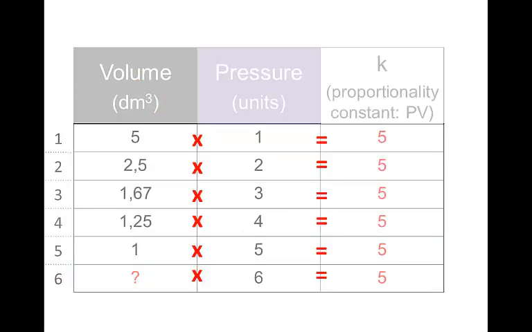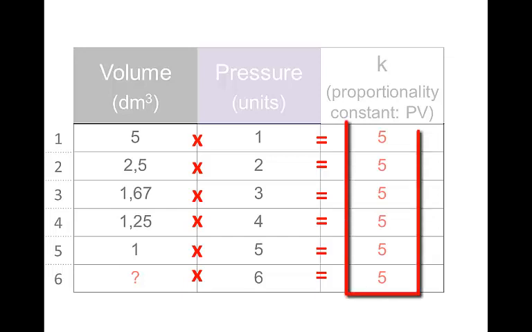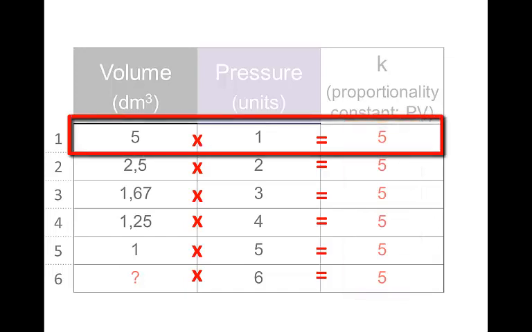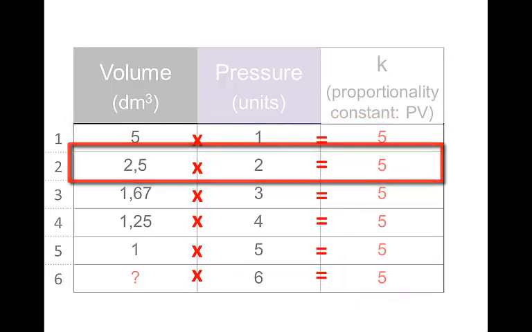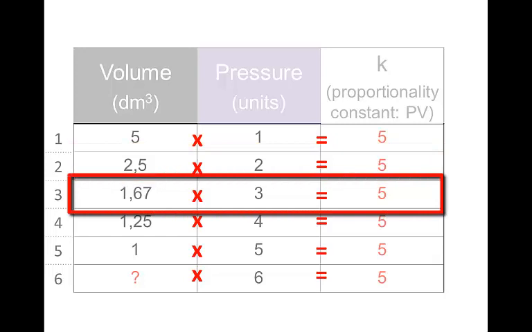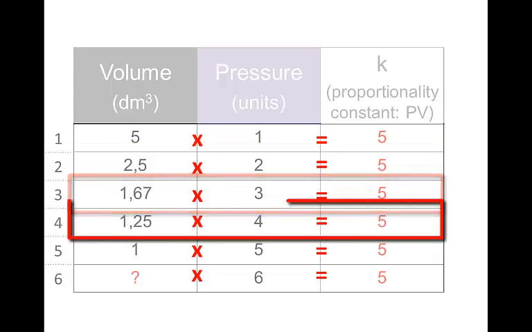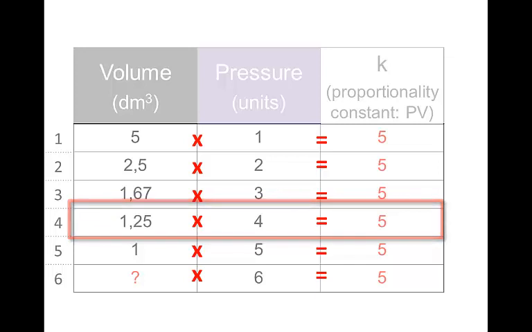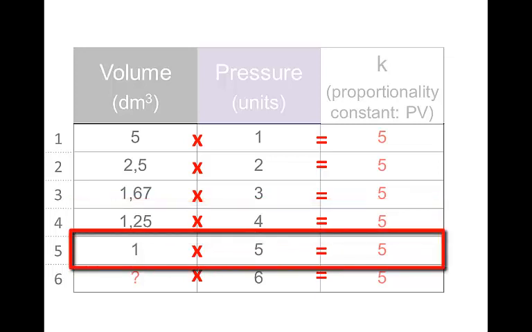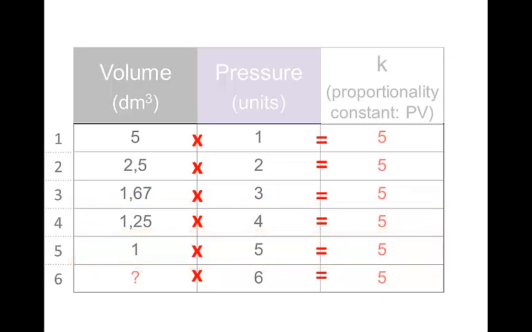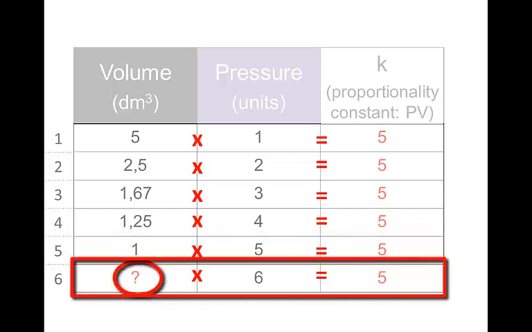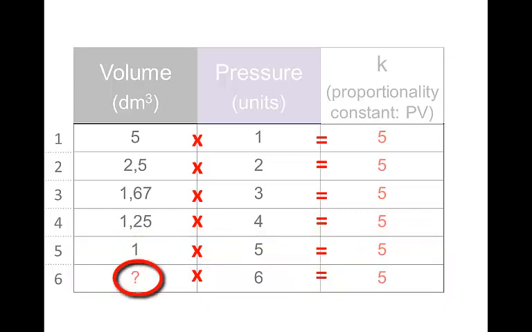There's another pattern that we can use to solve for this. Notice that always the volume value multiplied by its associated pressure gives a constant value. In this case, that constant value is 5. 5 times 1 equals 5. 2,5 times 2 also equals 5. 1,67 times 3 equals 5. 1,25 times 4 equals 5. Obviously 1 times 5 equals 5. So whatever the missing value is times 6 must also equal 5. So what must the missing value be?